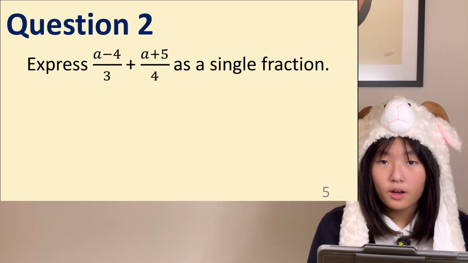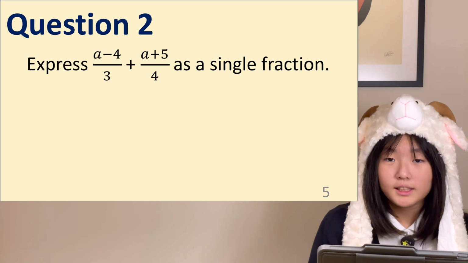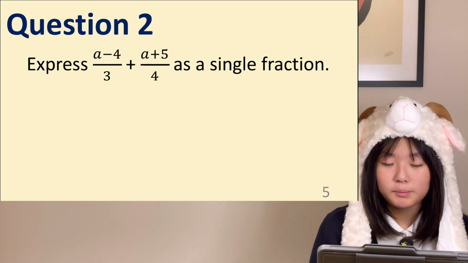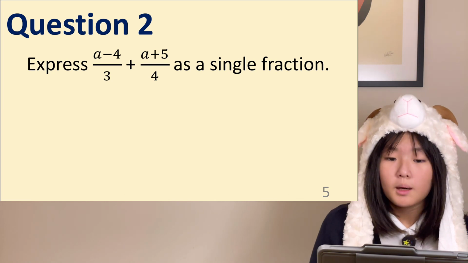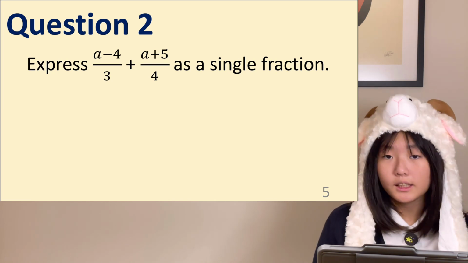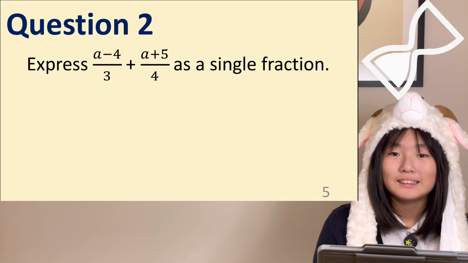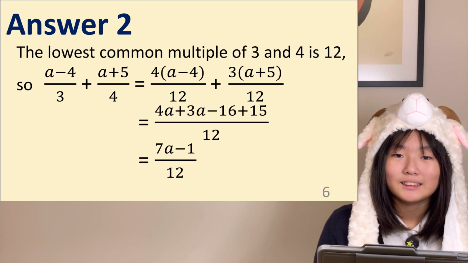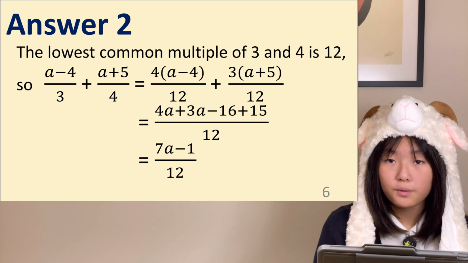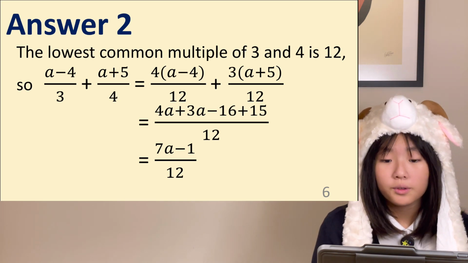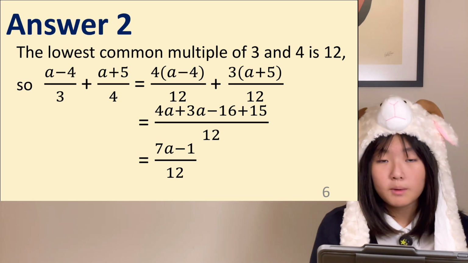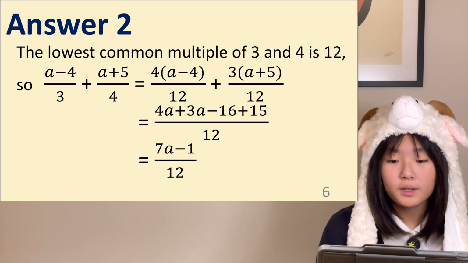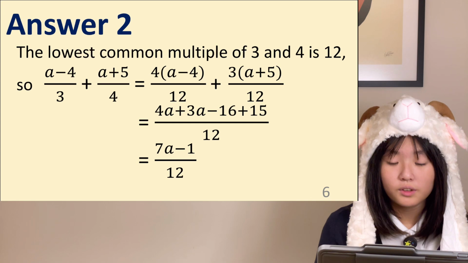Number 2. Now I'll give you another question to test how well you understood this part of the topic. Express a minus 4 over 3 plus a plus 5 over 4 as a single fraction. The lowest common multiple of 3 and 4 is 12. So you need to multiply a minus 4 over 3 by 4 and a plus 5 over 4 by 3 to make the denominators 12.